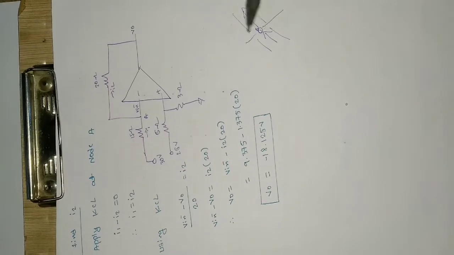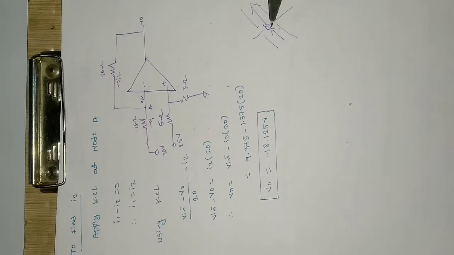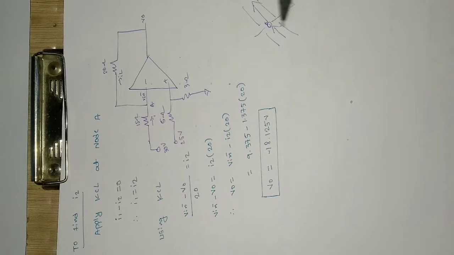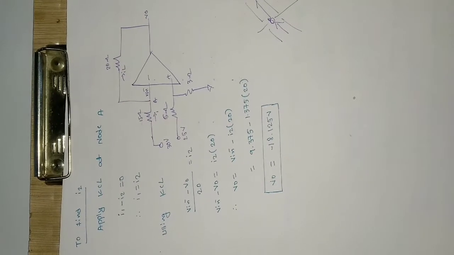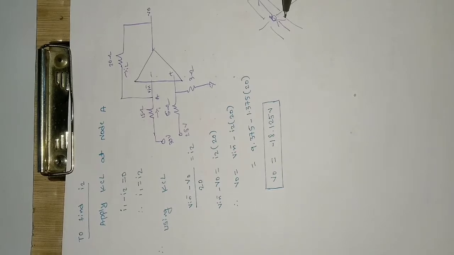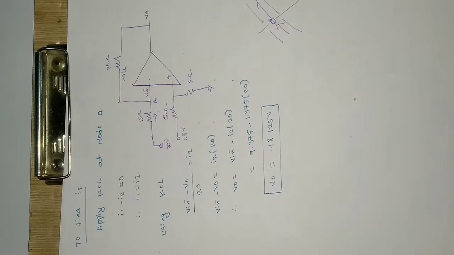The same law is applied in case of electrical networks. So if this is some junction point, then the amount of current entering this junction will be equal to the amount of current leaving that junction. Current entering will be taken as positive, whereas the current leaving that junction will be taken as negative.